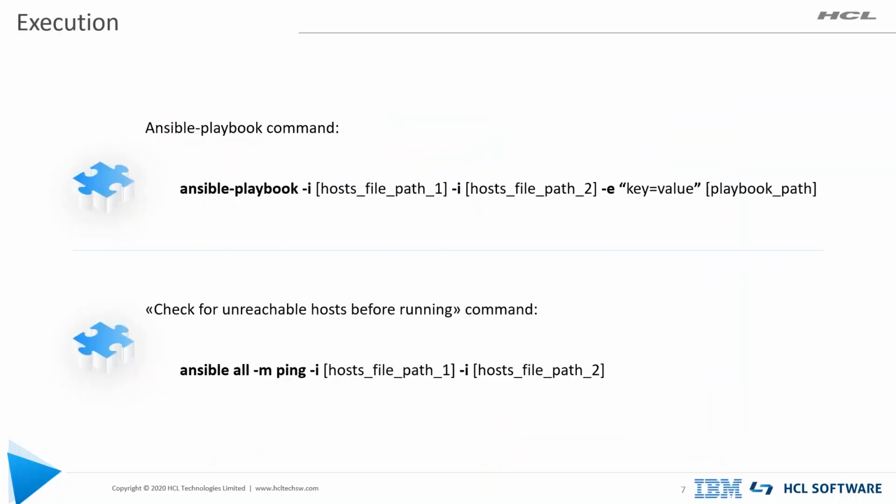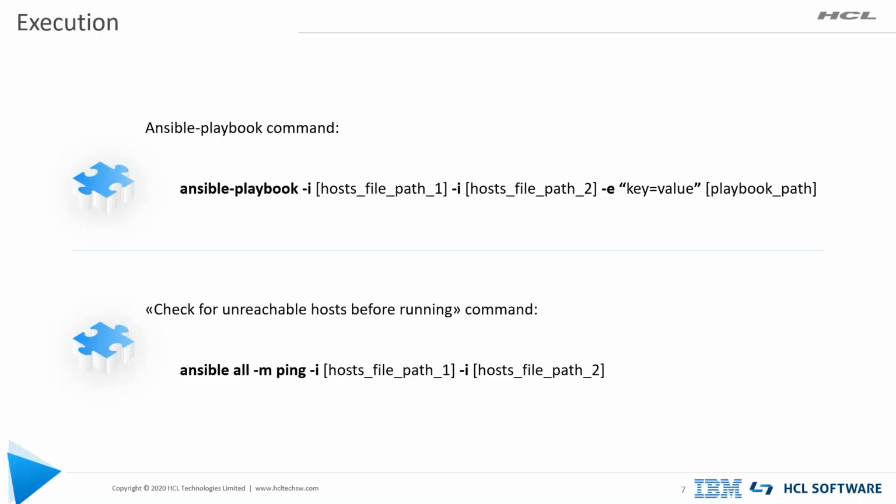The playbook is executed using the Ansible command line. So the ansible-playbook command takes one or multiple inventories, some extra arguments in case the playbook contains some variables, and the path to the playbook.